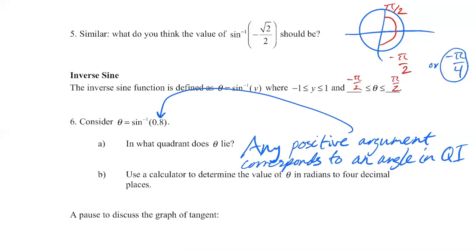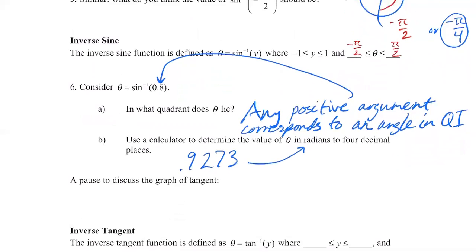Now use a calculator to determine the value of theta in radians to 4 decimal places. So your calculator has a button that is inverse sine, sine to the -1. And what you would do is select inverse sine and then simply plug in 0.8. If you do that, you should find that you get 0.9273. And remember, that is radians.